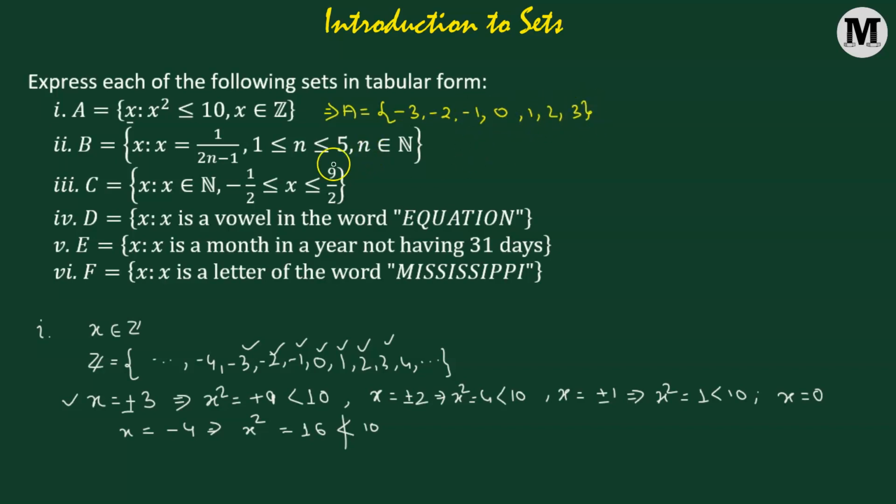Fine. Let's go to the second problem. Now here we have a set B containing the elements x such that x equals 1 over 2n minus 1, and n is greater than or equals to 1 but less than or equals to 5, and n belongs to the set of natural numbers.